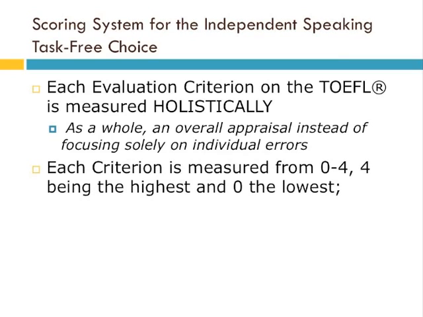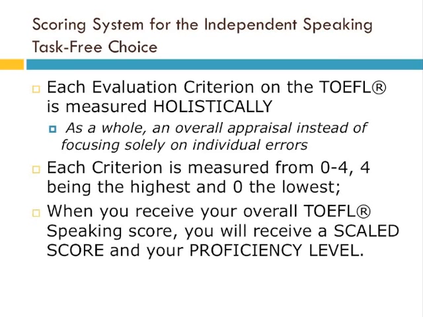Now, in this section of the test, each criterion is measured from 0 to 4, 4 being the highest and 0 the lowest. And when you receive your overall TOEFL speaking score, you actually will receive a scaled score and then your proficiency level. So, for example, the maximum score is 30, and then you would receive a particular score based on how it's interpreted from the test.